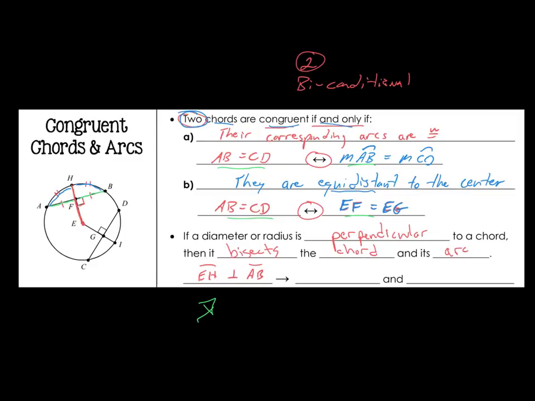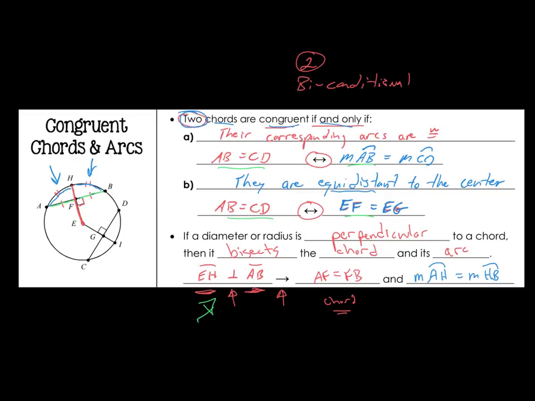If segment EH is perpendicular to segment AB, then the following happens. The length of AF is going to be equal to the length of FB. That's the chord got bisected. And also, the arc got bisected. So the measure of arc AH is the same as the measure of arc HB, as noted right here in the picture. So now let's see if we can put all this stuff into action.